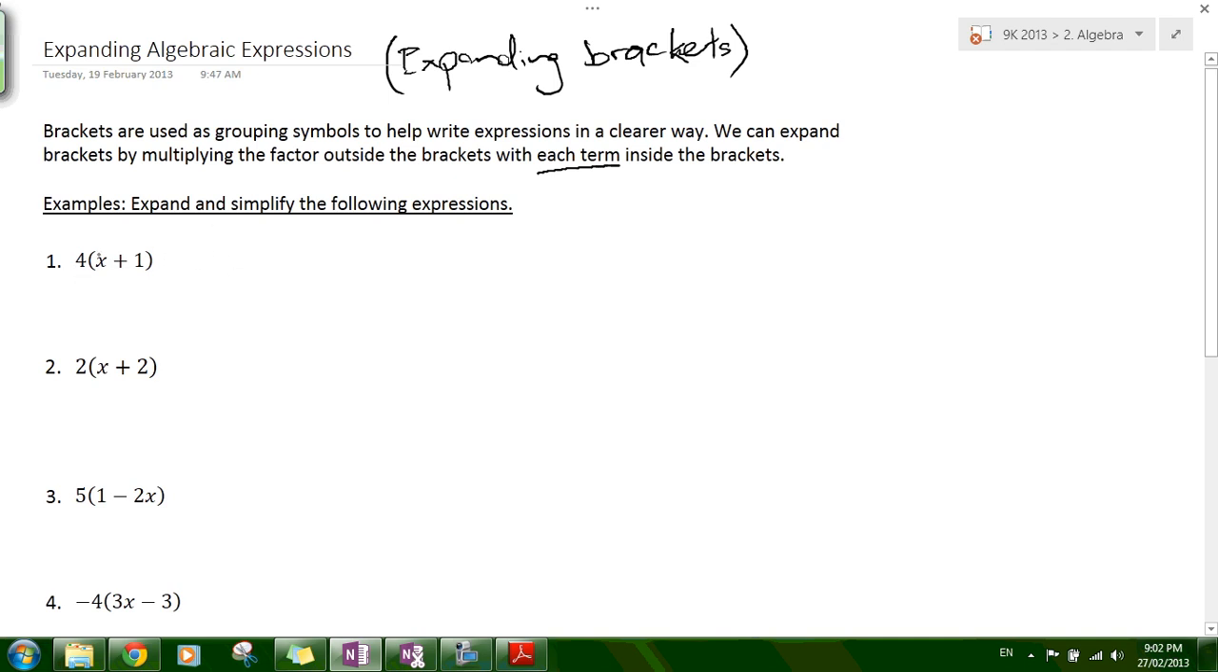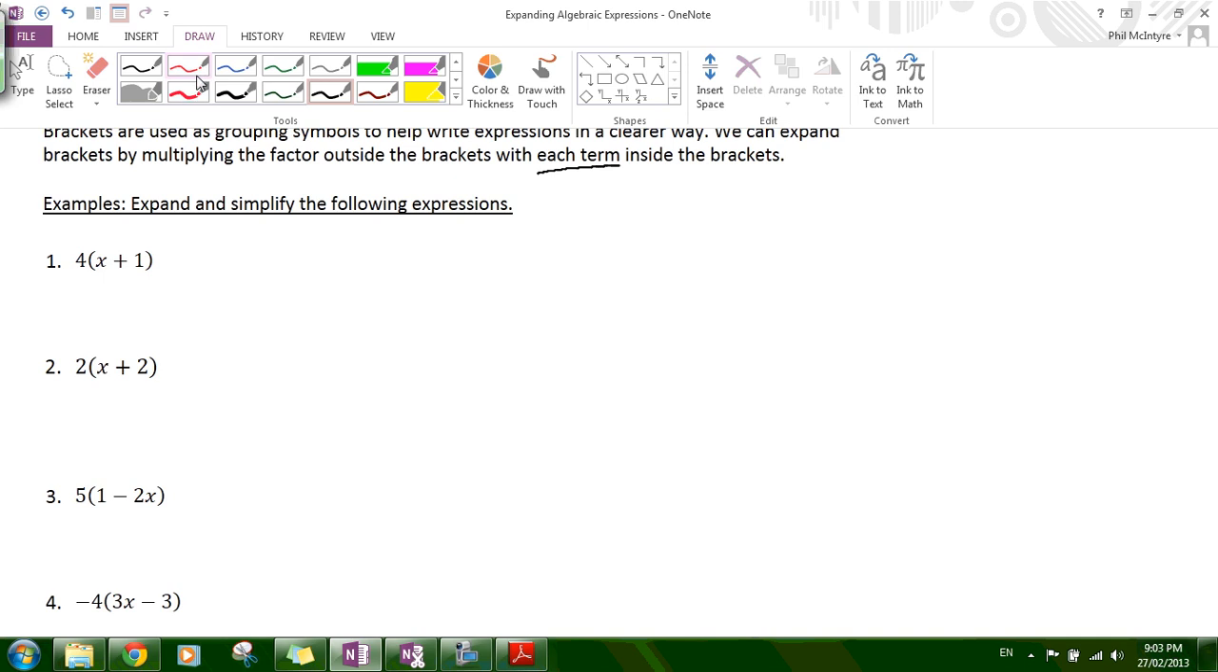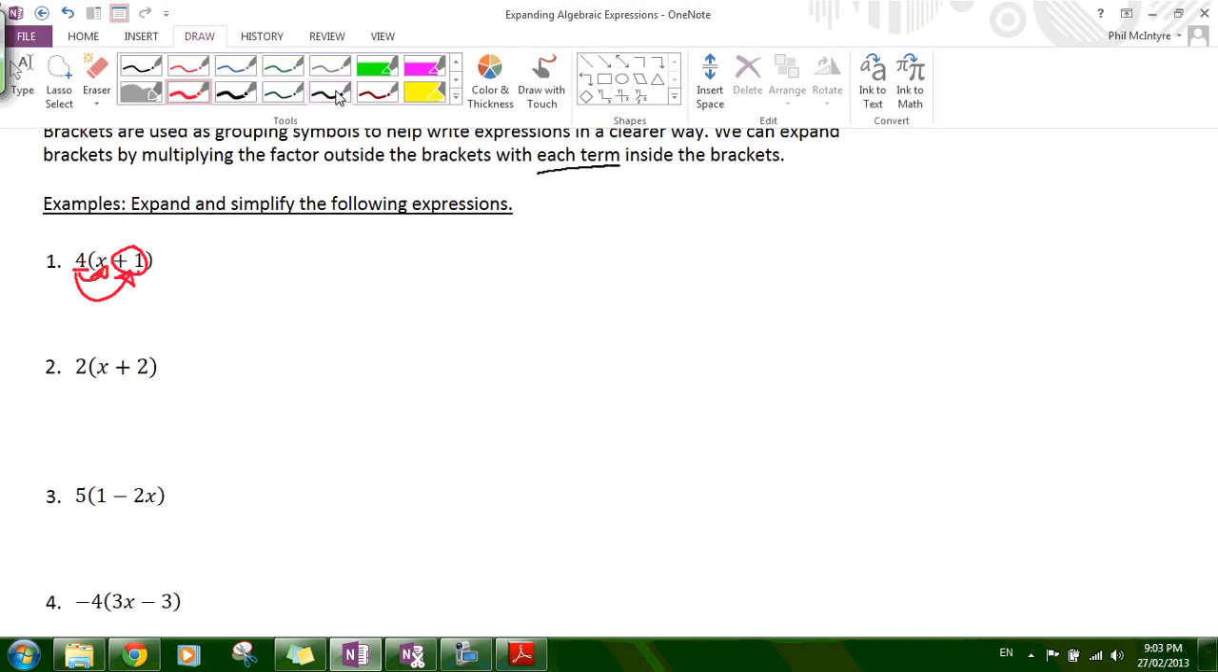First one here, we have 4 bracket x plus 1. This is our goal. The 4 is outside of the brackets. Then you have this x, and you have this 1. Remember that whenever we take the sign of something, we have to take the sign before it with that term. So this is positive 1. When we expand these brackets, the 4 outside the brackets is multiplied with the x and with the 1. So you multiply the 4 with the x, and you multiply the 4 with the 1. It helps to draw arrows to make sure you get each of those terms.